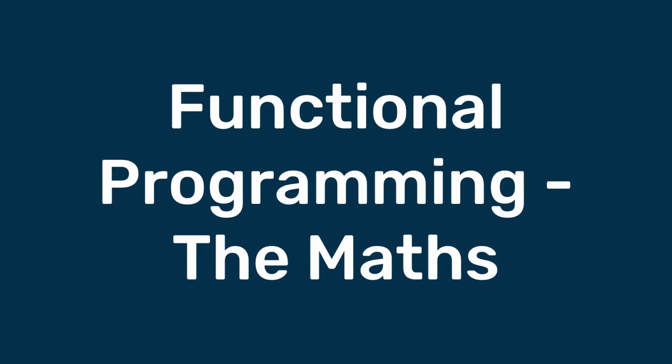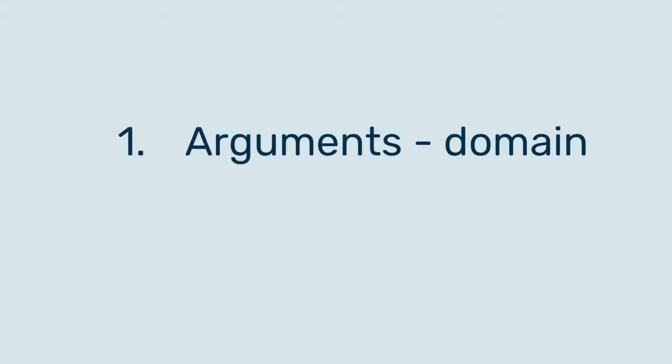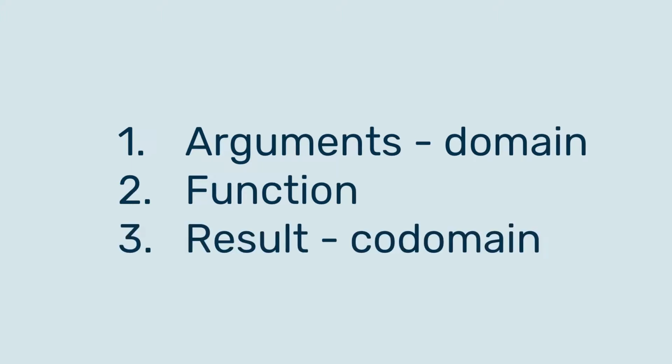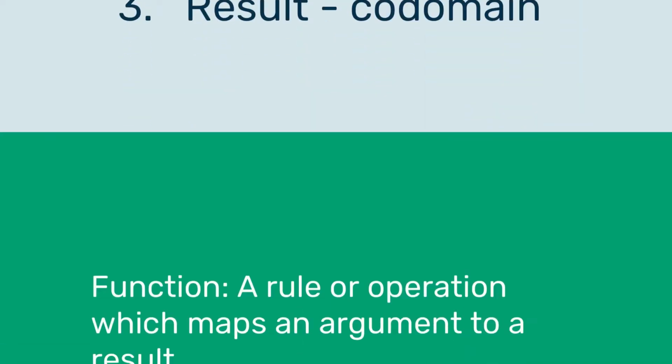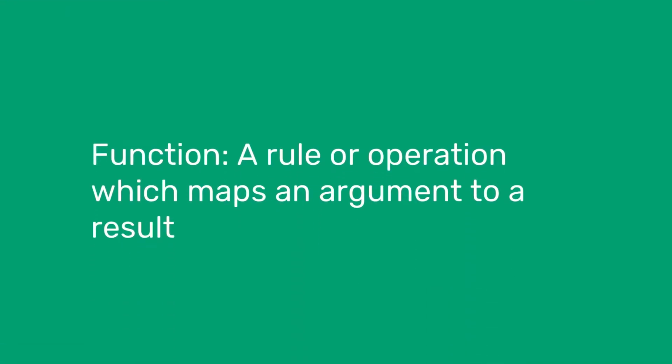maths behind functional programming. Now there are three main components to a function that we're going to go through. These are the arguments, which come from something we call a domain, the function itself, and finally the results, which come from something called a codomain. So let's crack on. First of all, let's define exactly what a function is.